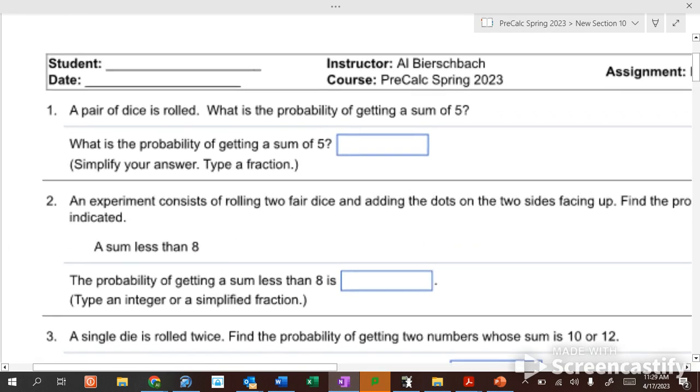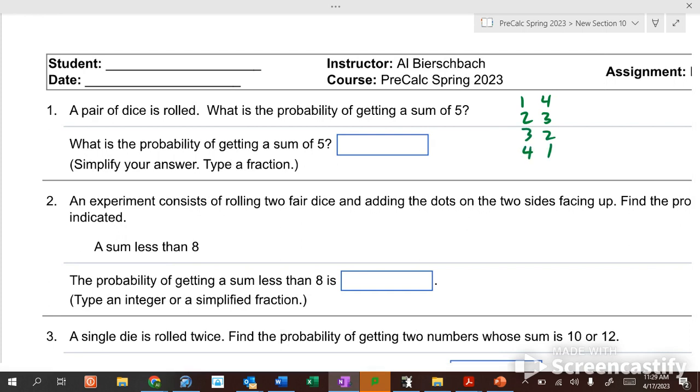A pair of dice is rolled. What's the probability of getting a 5? Because you got 1 and 4, 2 and 3, 3 and 2, 4 and 1, which is 4 out of the 36 chances, or 1 out of 9 chance. Okay, we good with that.